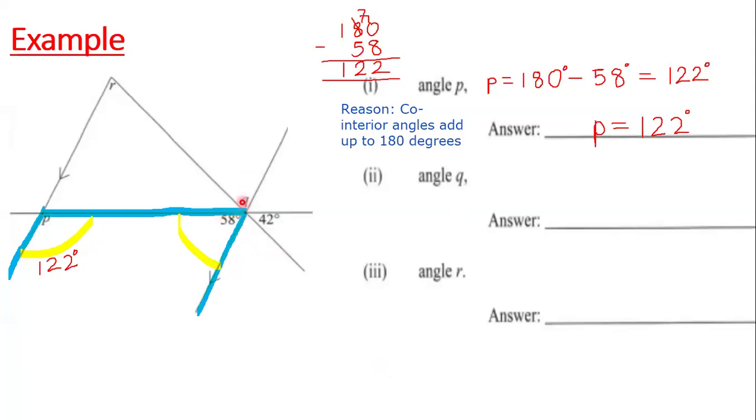But Q is on top. I took mine a different way. Go ahead, Samaya. Basically, I added 58 and 42, and I got 68. And then I did 360 minus 68, which gave me 292. And then I divided 292 by 2, and I got 146 degrees.